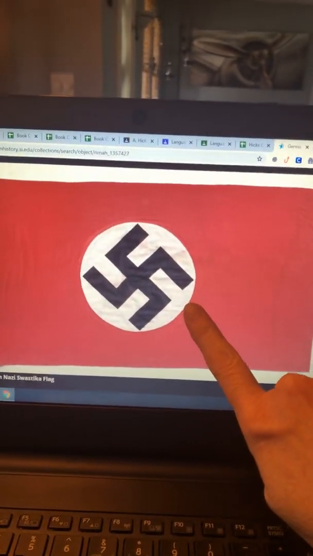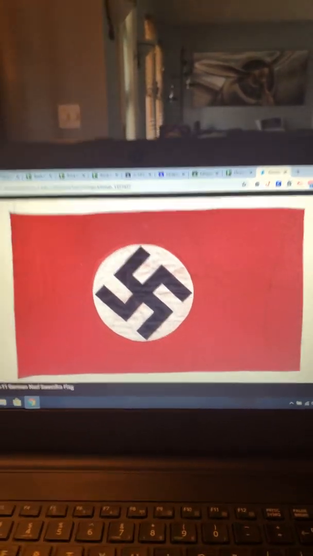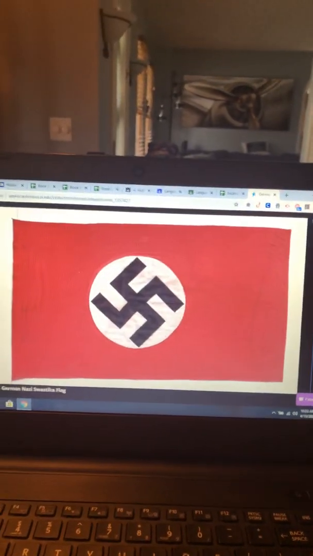Okay, so our word today is swastika. And swastika is an emblem or symbol that the Nazi political party used on their flags and for their army to show their allegiance to Hitler and his dictatorship. So I'm going to turn this around so that you guys can see. This is a swastika. This right here is the symbol that is used for the Nazi political party. And this is a picture of a Nazi flag.